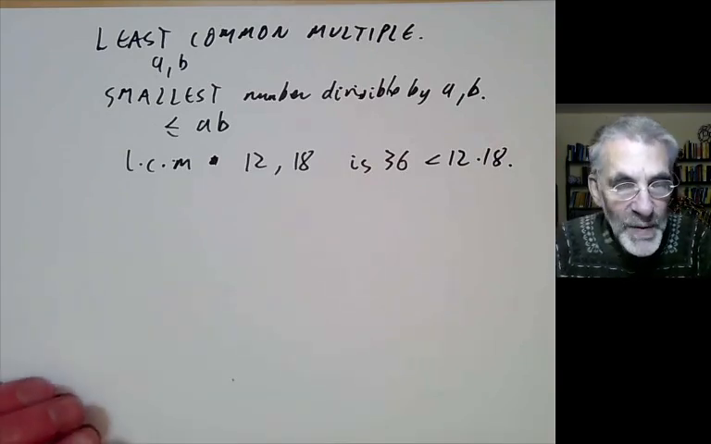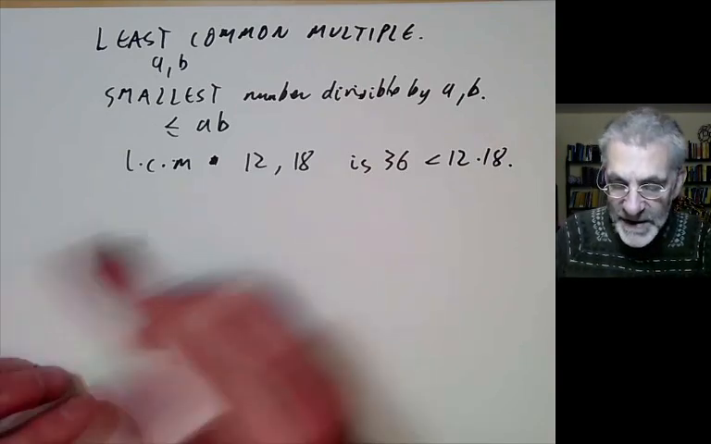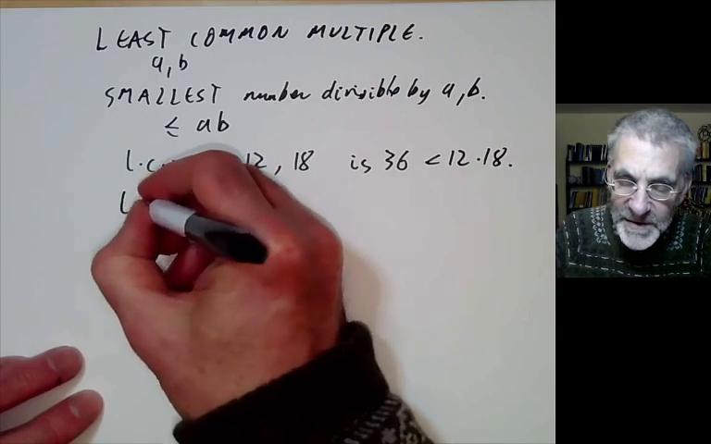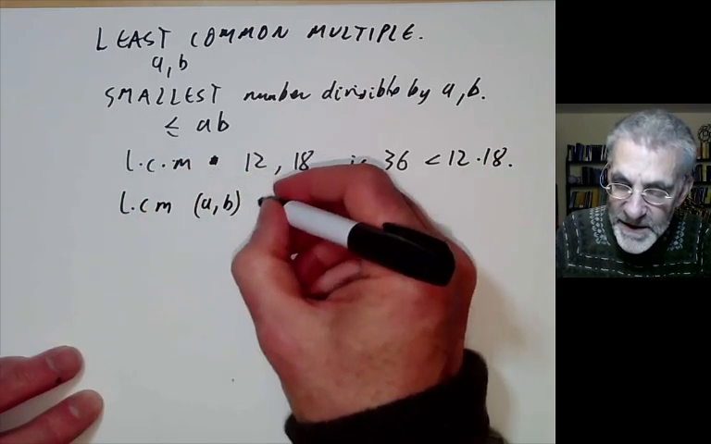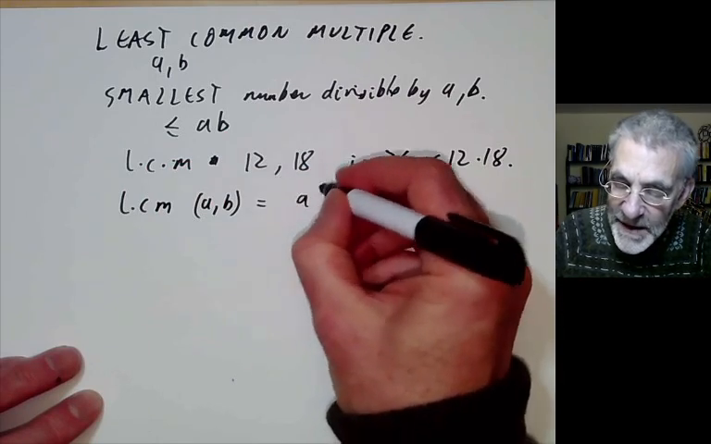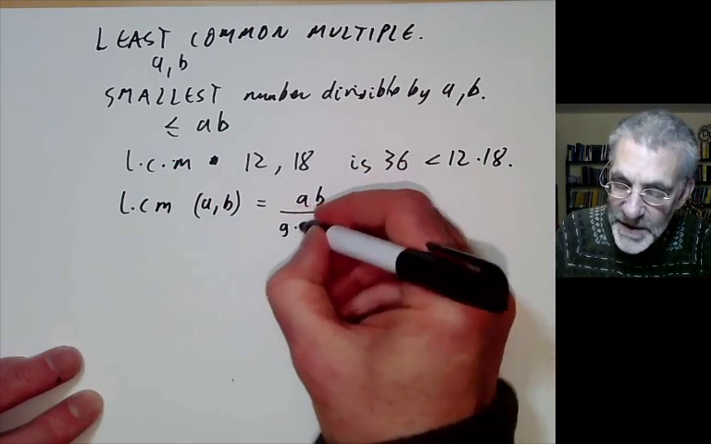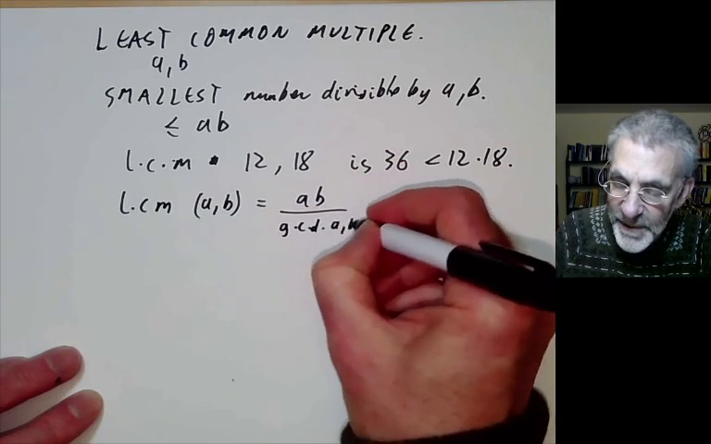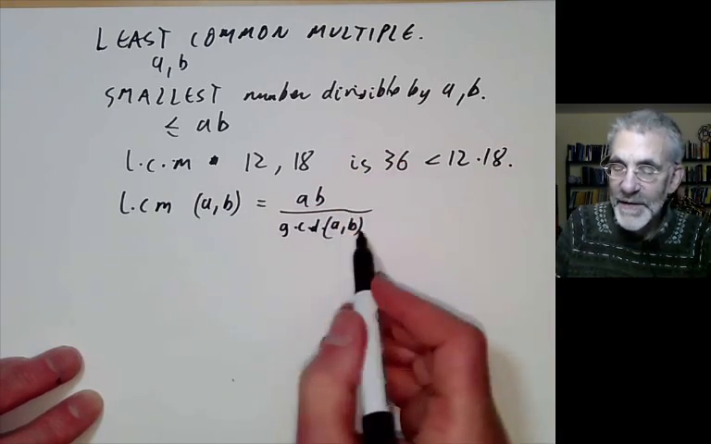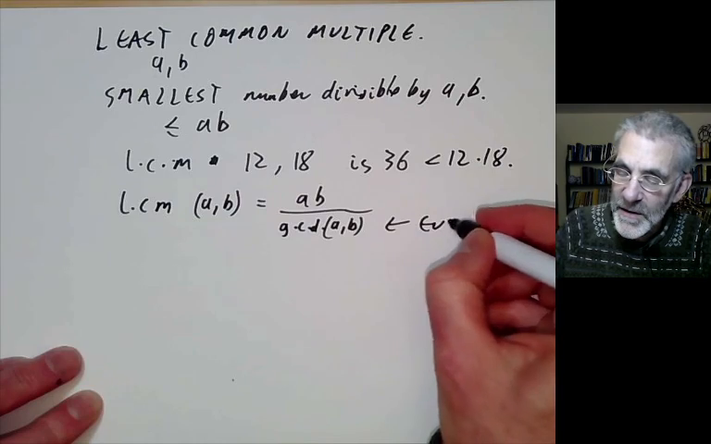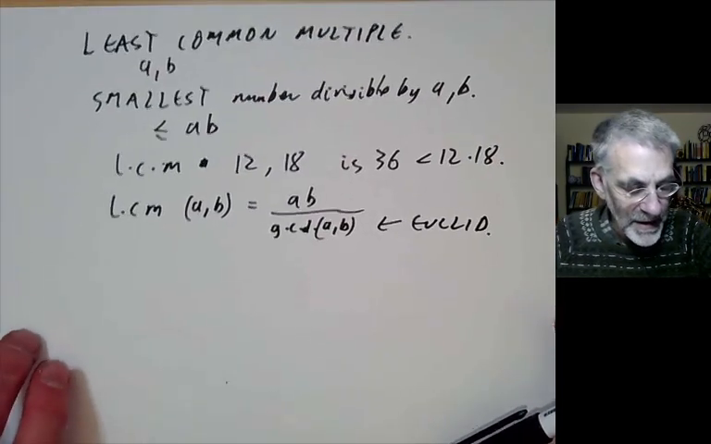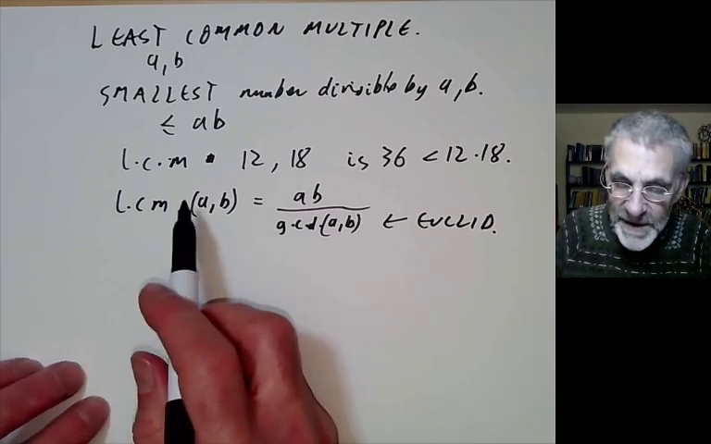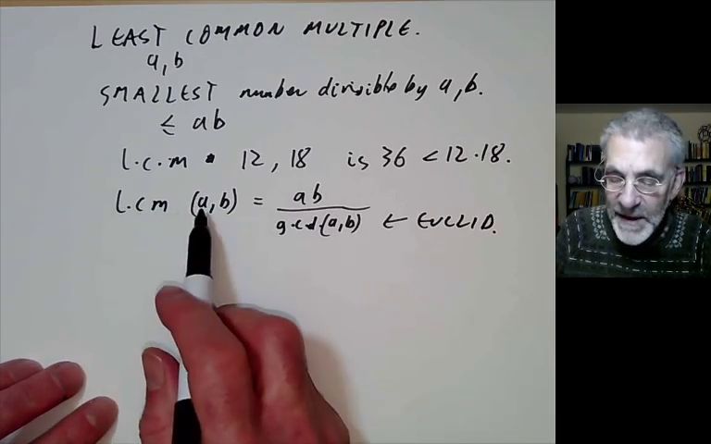So how do we calculate the least common multiple? Well, there's a very fast way of doing it, because we can just observe the least common multiple of A and B is just equal to A times B divided by the greatest common divisor of A and B. And we can work out this very fast using Euclid. So we have a fast algorithm for working out the least common multiple. So let's see why this is true.